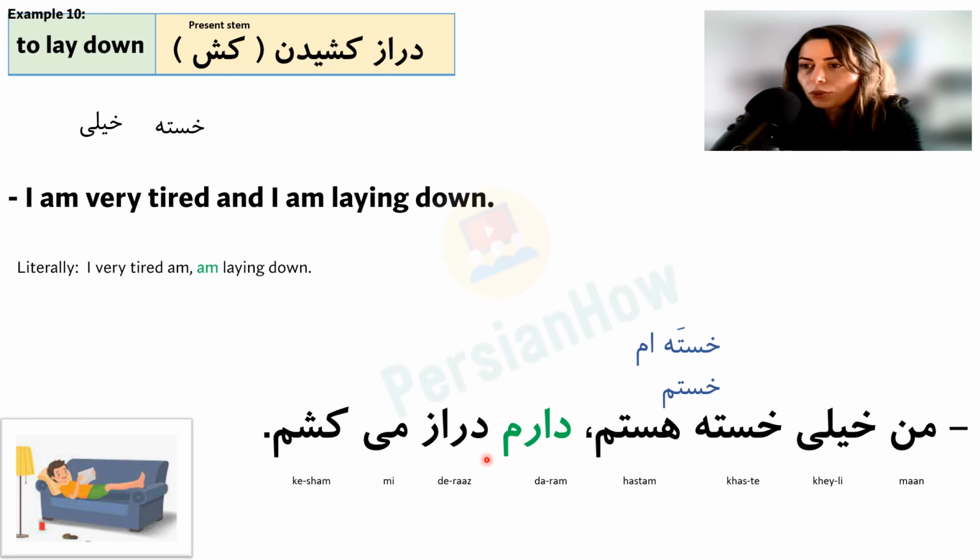So what would be the informal of the sentence? So خسته هستم in the spoken language becomes خسته am, or even faster خستم. So it would be من خیلی خسته ام, دارم دراز میکشم, or من خیلی خستم, دارم دراز میکشم.